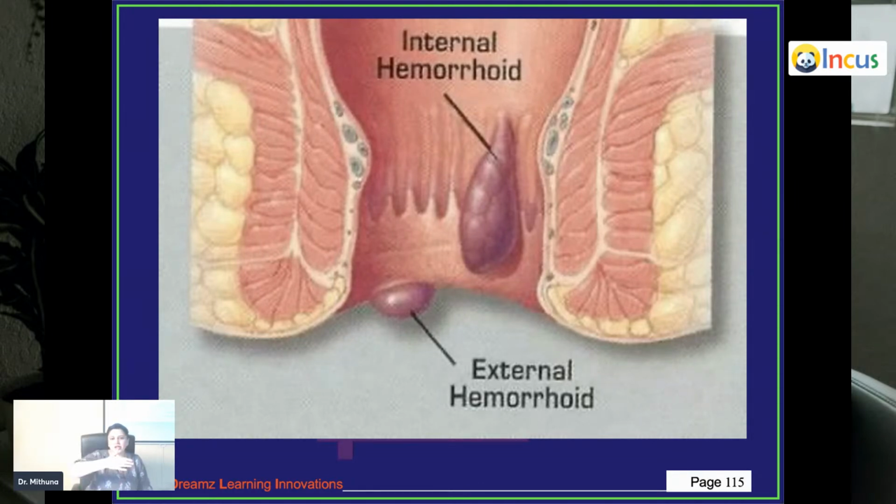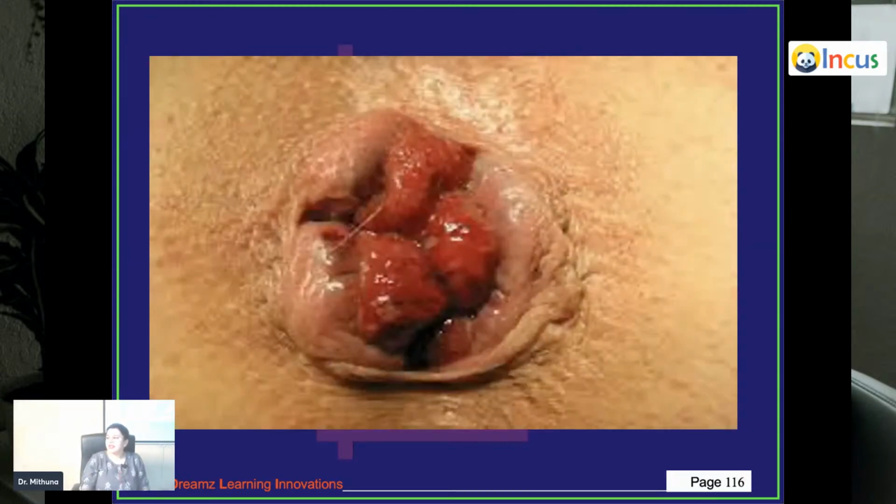This is your cross section. This is like a longitudinal section. Just imagine, okay? This is how you'll see external hemorrhoids. These are all like red, painful external hemorrhoids. This is your anal aperture, okay? Under it you can see all these external hemorrhoids.